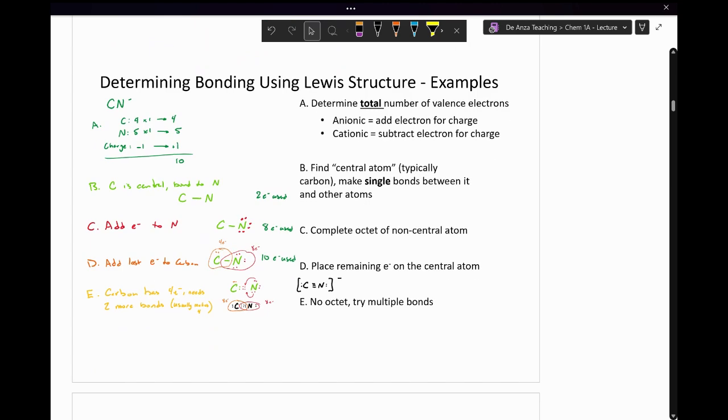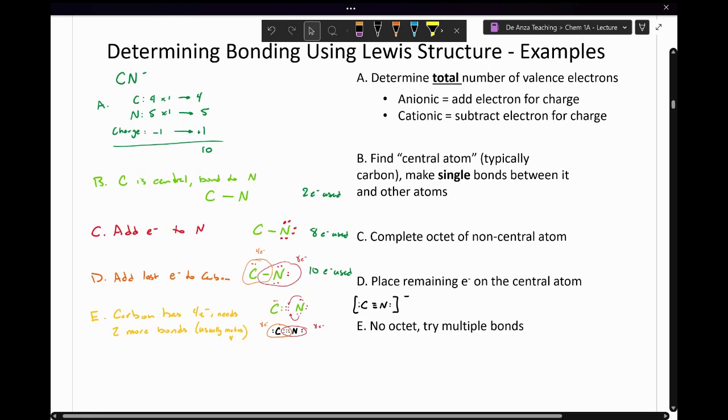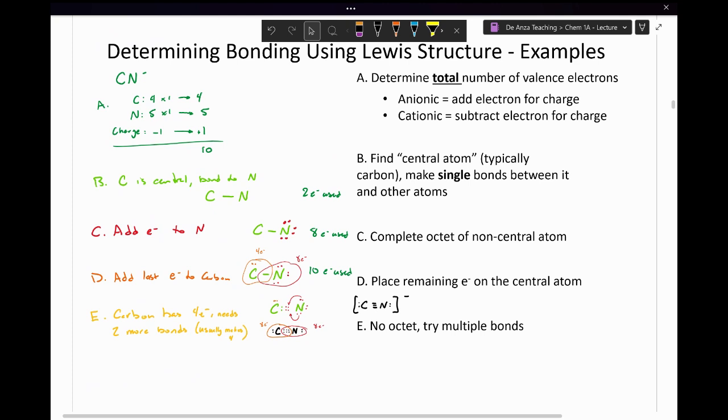We then went through this one with cyanide. So counting up the electrons from carbon to nitrogen, 4 from carbon, 5 from nitrogen, and then because we have a -1 charge, that gives us 1 extra electron. That means we have 10 total electrons. We put carbon next to nitrogen. That uses 2 electrons to form the bond. We add electrons around nitrogen. That's 6 electrons going into lone pairs, meaning that we've used 8 total electrons. We put the final 2 electrons on carbon, and we see that at that point we've used all 10 electrons.